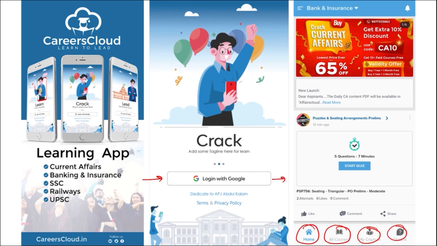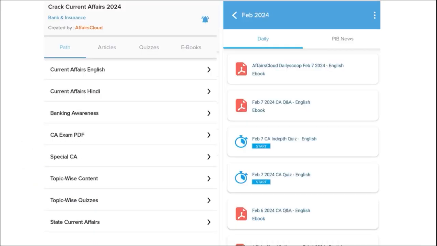On this application, you will be getting multiple PDFs and multiple content on a daily basis that will enhance your learning. Our first segment is daily current affairs. We make sure to provide you current affairs on a daily basis in both English as well as Hindi. The PDFs for the same are uploaded on our application, and apart from this, we also provide you with quizzes that will help you to revise the content after you have gone through the PDF.